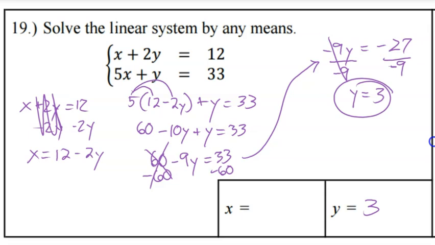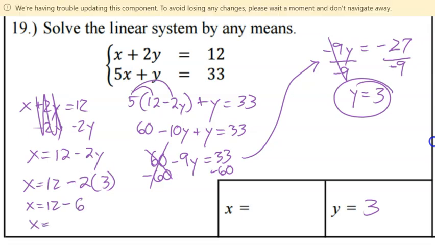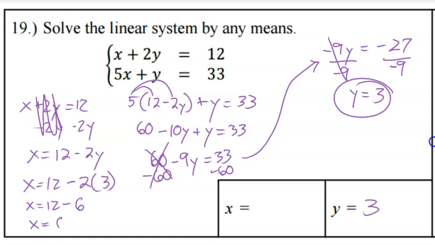Now we can take this 3 and put it in for y all the way over here. Since y is equal to 3, we know x is equal to 12 minus 2y. So that's 12 minus 2 times 3, which is 12 minus 6, and that is 6. So x is equal to 6.